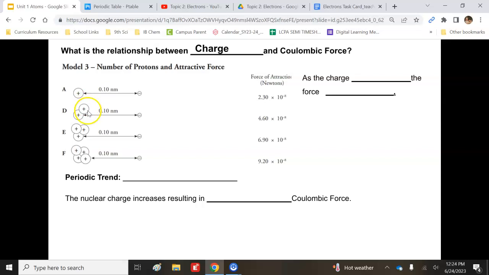So notice I'm going from 1 positive, 2 positives to 3 to 4. My electrons again aren't changing. I'm keeping everything constant but my independent variable that I am changing. The dependent variable that I'm measuring then is that force of attraction.